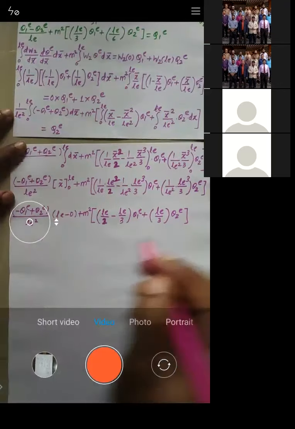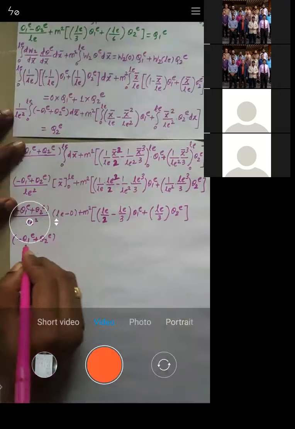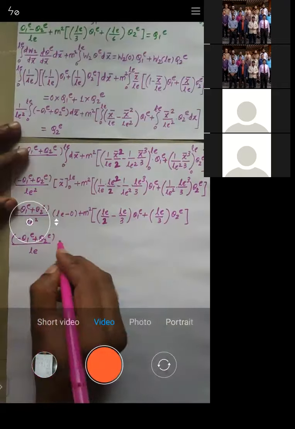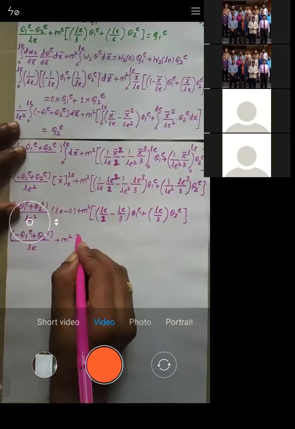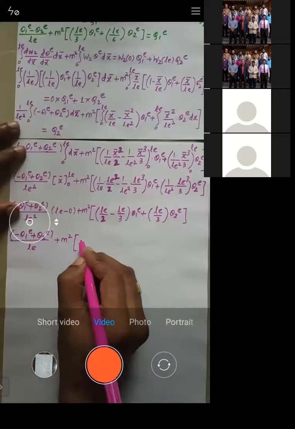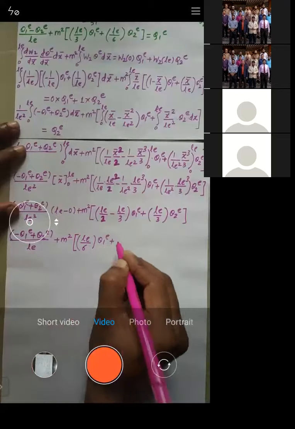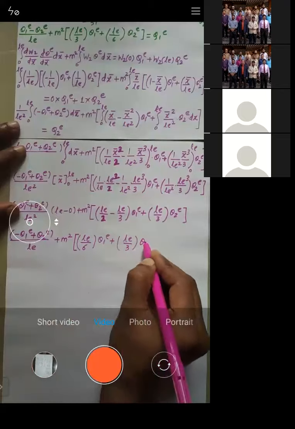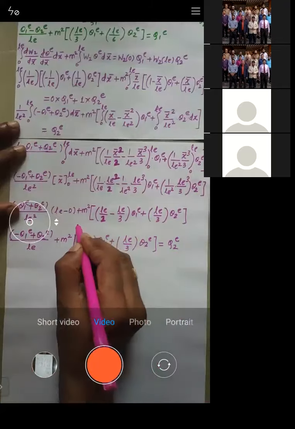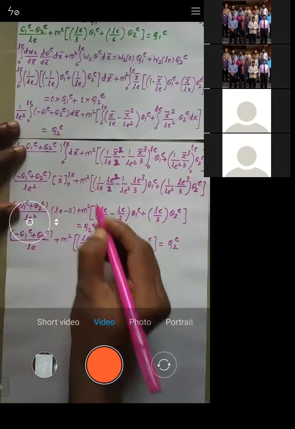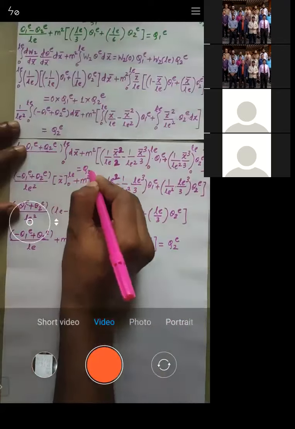Now let's solve it. We'll get minus theta 1 E plus theta 2 E upon L E, plus m square into bracket: L E by 2 minus L E by 3 is L E by 6, L E by 6 theta 1 E plus L E by 3 theta 2 E, is equal to Q2. You can check it. Okay, with this we will be finishing.